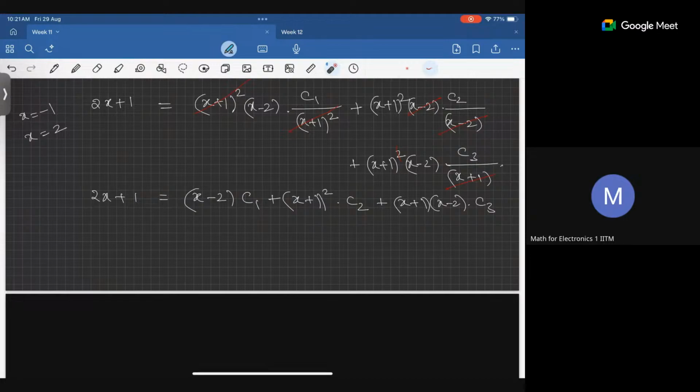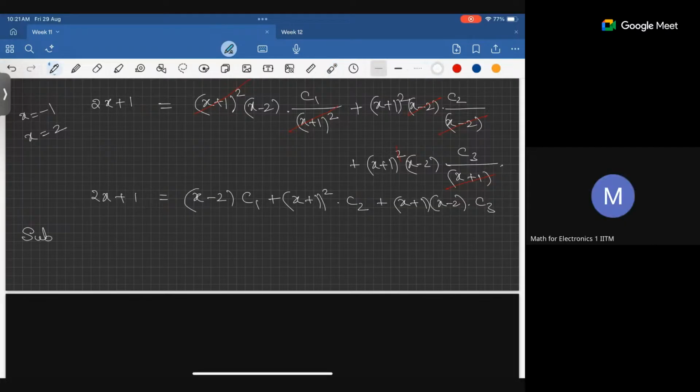What about C3? How do you get C3? Any thoughts? First of all, did everybody understand how we can get C1 and C2? Yes, sir.